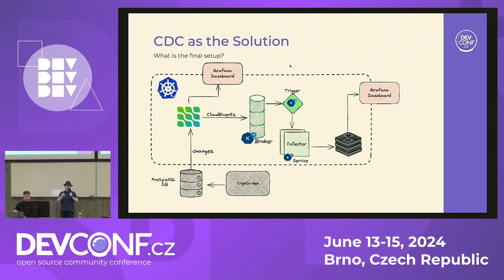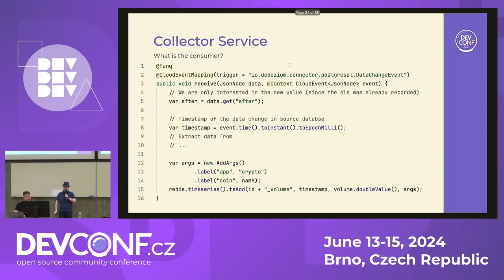And in our case, we are not going to spend time on implementing that service, but just know that it's implemented in Quarkus, more specifically in a framework called Funqy. And this is the entire implementation. So this is how easy it was to implement a service which receives a cloud event. It just takes the after portion of the data delivered by Debezium. It easily extracts the timestamp, which was conveniently added by Debezium, and it just stores them into Redis with some labels. That's all it does.